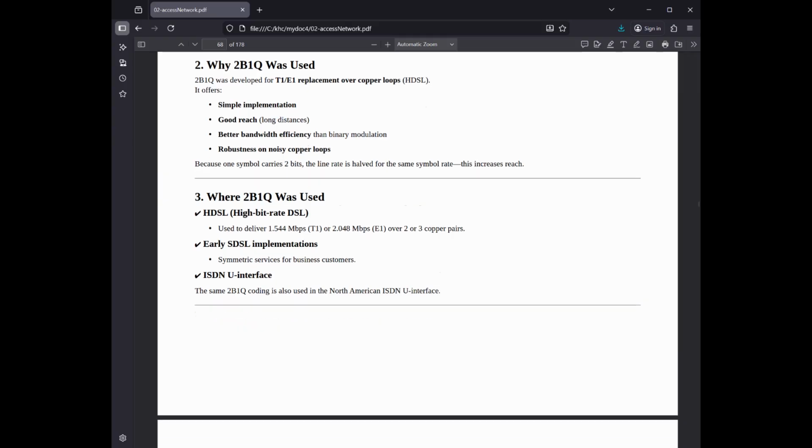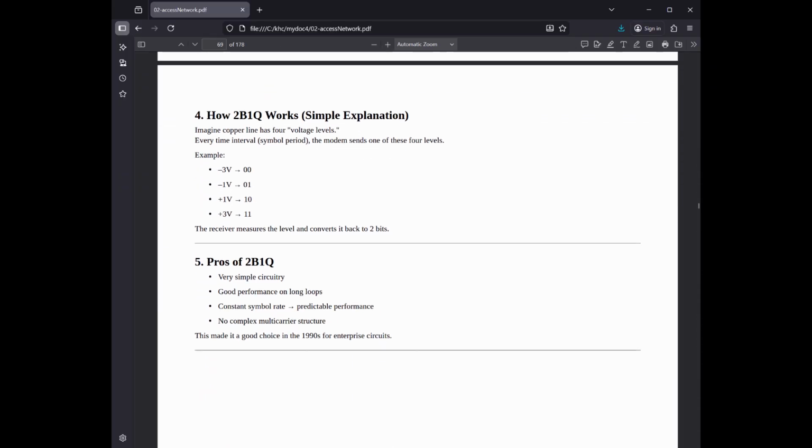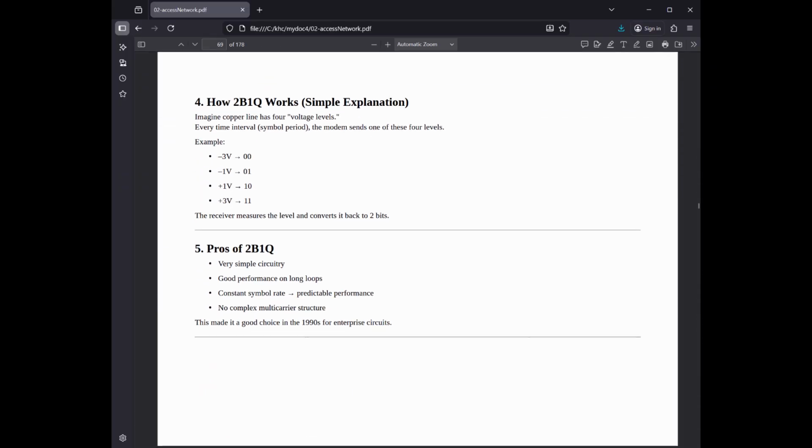Summary of pros and cons. Advantages: halves the required bandwidth/baud rate; extended reach over long copper loops; reliable and well standardized, ANSI T1.601. Disadvantages: not DC balanced, long strings of zeros can cause baseline wander, DC offset; receiver complexity: the receiver must distinguish between 4 distinct voltage levels; lacks self-synchronization for certain bit patterns. Analysis of pros and cons for 2B1Q.